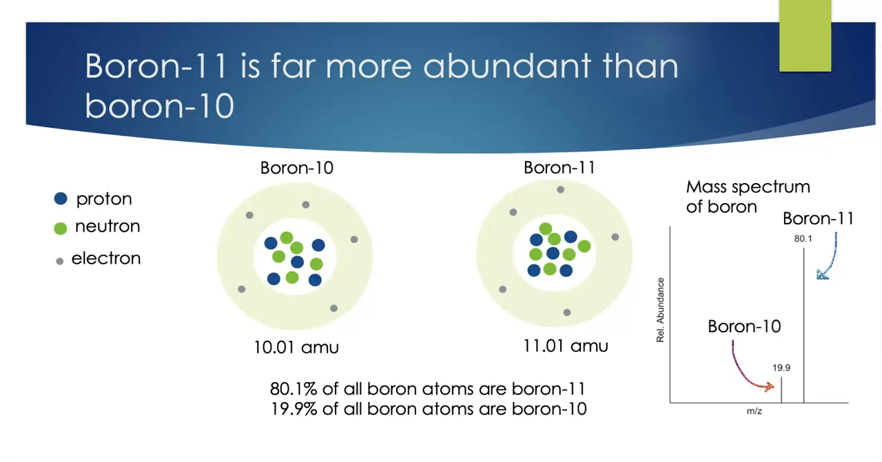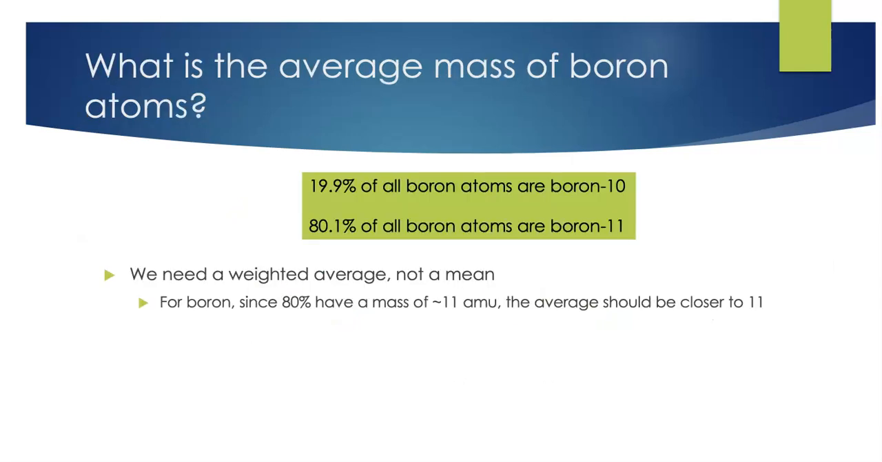This becomes really important because they're not equally abundant. And so when we go to think about the atomic mass, or the average of the atomic masses for boron, the fact that we have lots more boron 11 than boron 10 becomes really important. We need a weighted average here, not a mean. A mean would say, okay, I've got 10s and 11s, I'll add them up and divide by 2, which would give me an average of 10.5. But that doesn't take into account that I have lots more boron 11 atoms.